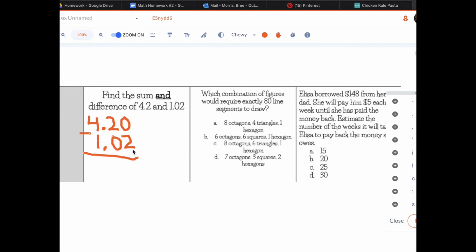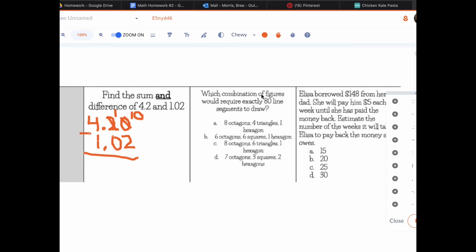Okay, so still lined up the same, but we have to regroup because I can't take 2 things from no things. So this becomes 10. This becomes a 1 because we borrowed 10 from it. And now you can subtract.